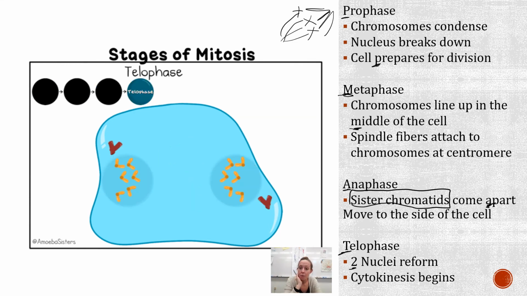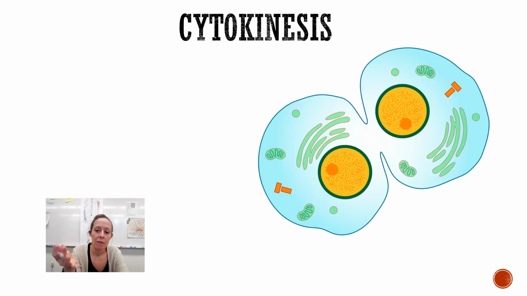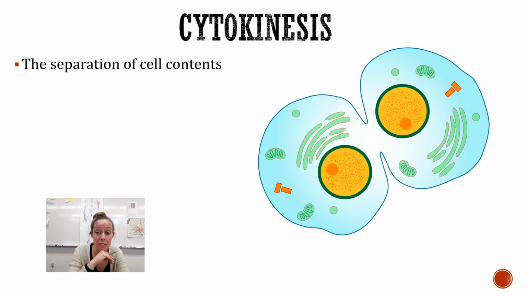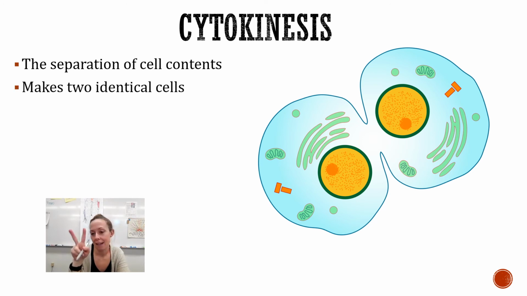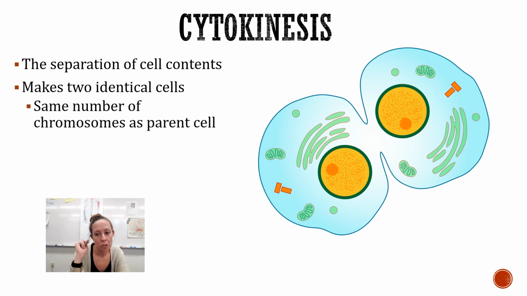It's PMAT: prophase, metaphase, anaphase, telophase. Cytokinesis is the last one. In cytokinesis is when we separate all of our cell contents. So we're splitting the cytoplasm and all the organelles that are in it. All right, this makes two identical cells because they have the same exact copies of DNA, so it's the same number of chromosomes as the parent cell.